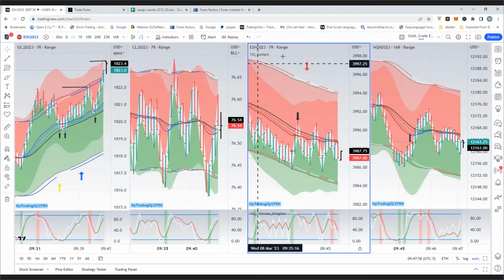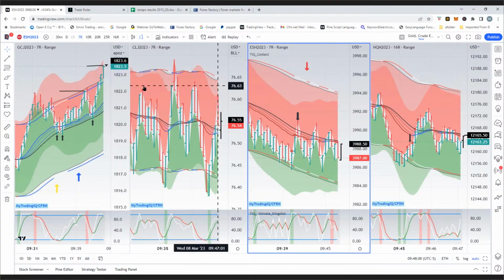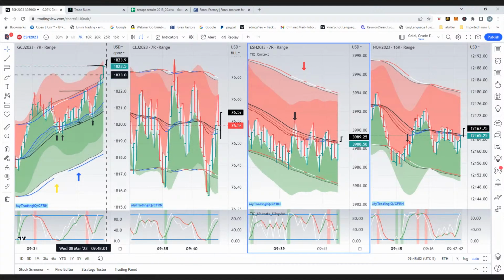Here we go. So the gold is continuing its move up. Man, I wish I would have gotten that one. That was a really nice trade. That perfect trigger right there.